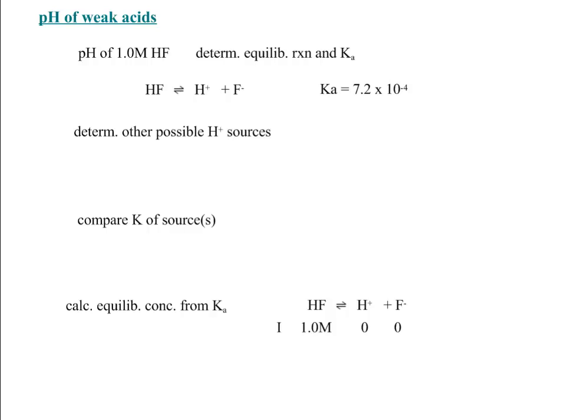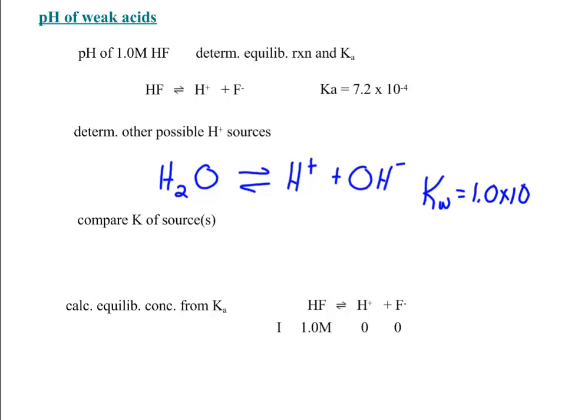It's going to dissociate, but water also dissociates, as we just finished seeing from autoionization. So if we take a look at autoionization, we have hydrogen ions forming and hydroxide ions forming. And we have the Kw for that of 1.0 times 10 to the negative 14. All right, that is a lot smaller than the Ka for hydrogen fluoride. So chances of hydrogen ions contributing to the pH from water dissociating is pretty much next to zero.